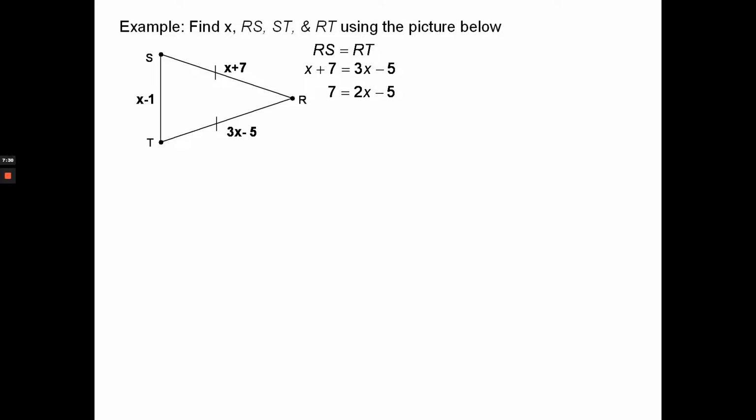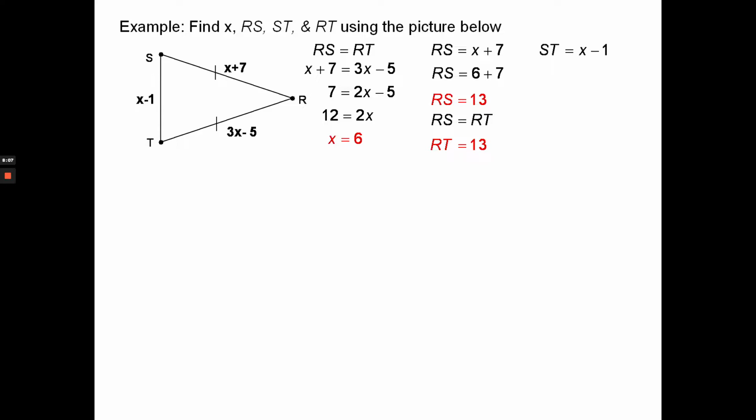Okay, and now I can solve for x. So I'm going to subtract x from both sides. I'm going to add 5 to both sides, and then I'm going to divide by 2, and I got x equals 6. So that's the answer to this. Now I have to find these others. So RS is x plus 7. So I'm going to plug in 6 for x. So 6 plus 7 is 13. Now, I don't want to do more work than I have to. Remember, RS was congruent to RT. So I already know that RT has got to be 13 also.